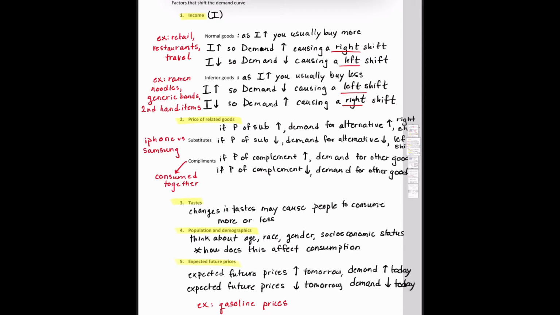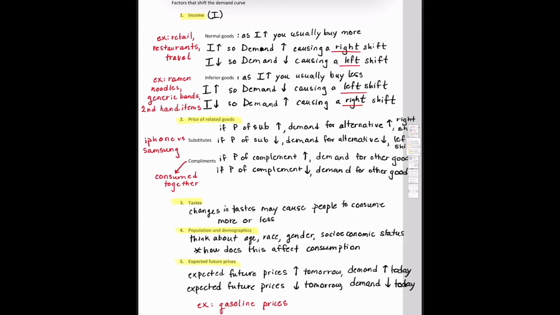Substitutes are goods and services that can be interchanged for one another. They can be used for the same purpose. Fairly self-explanatory. Complements, on the other hand, those are goods and services that are used together. They're consumed together. So if we think about substitutes, the example I use here is an iPhone versus Samsung, or Apple versus Samsung. So you may not view them as substitutes if you are extremely brand loyal to one versus the other, but for example's sake, let's use them as a substitute.